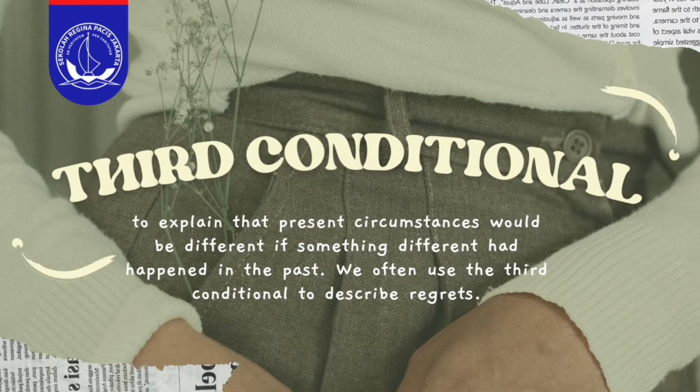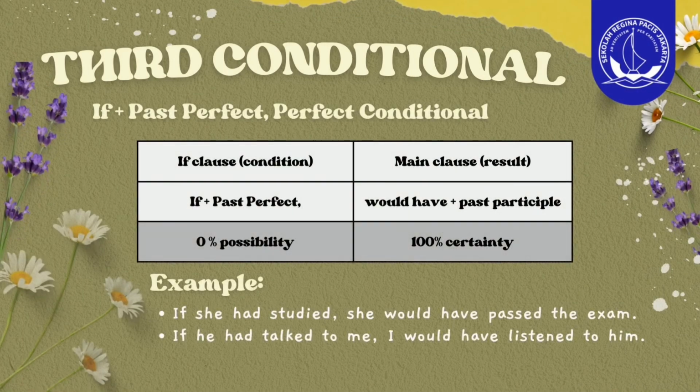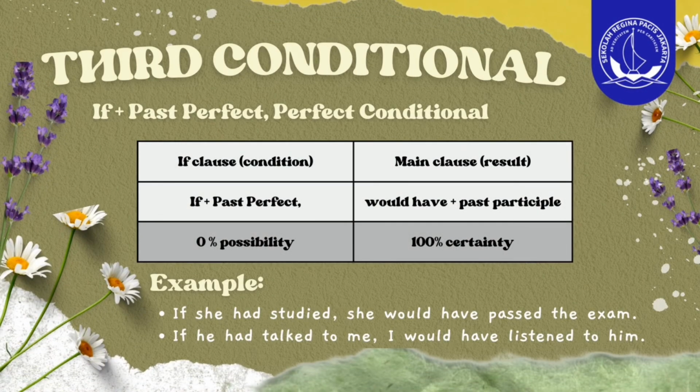And the last one is third conditional. Third conditional is to explain that present circumstances would be different if something different had happened in the past. We often use the third conditional to describe regrets. These express a condition that were likely but regrettably did not happen. The structure is if plus past perfect, perfect conditional.